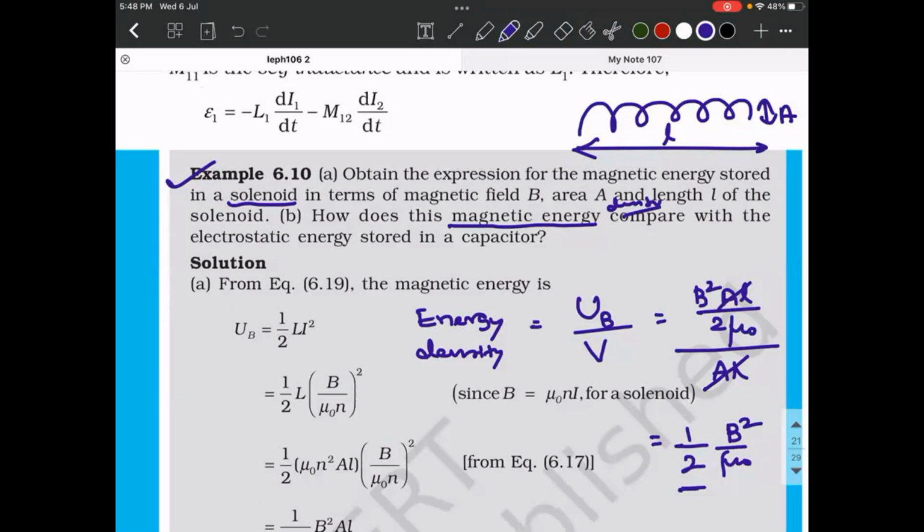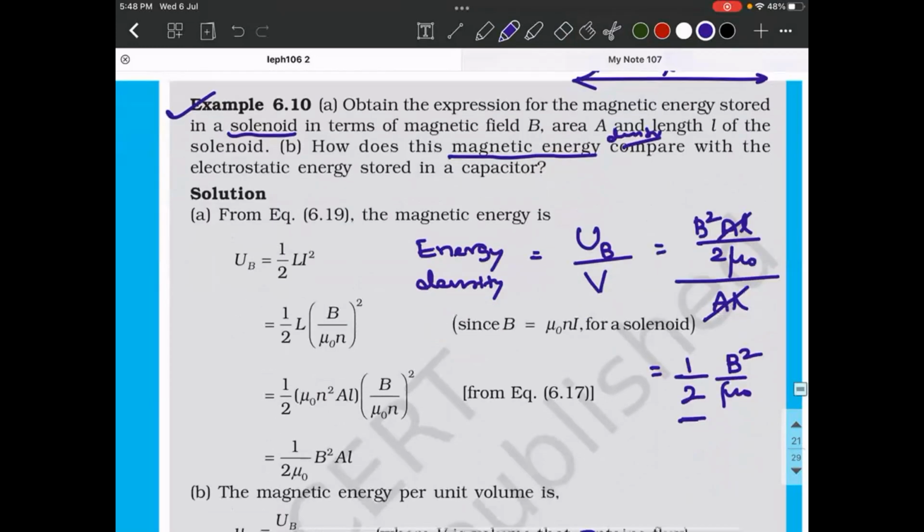Okay. So when you talk about energy density, now what can you say? Energy density in an inductor is directly proportional to the square of the magnetic field and inversely proportional to the permeability. Whereas the energy density in a capacitor is how much? Half epsilon naught E square.